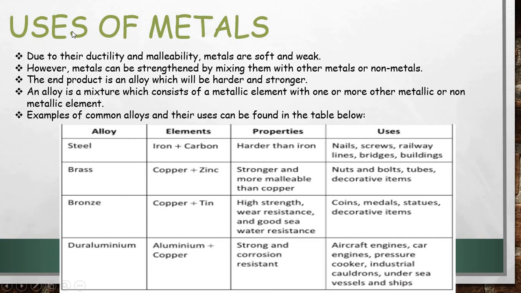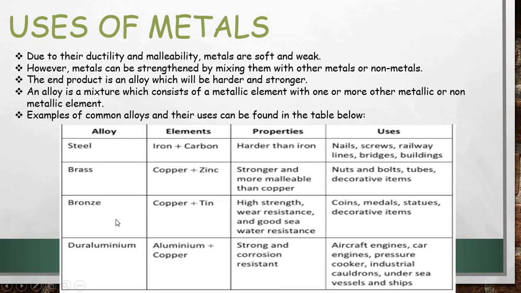The uses of metals: due to their ductility and malleability, metals are soft and weak. However, metals can be strengthened by mixing them with other metals or non-metals. The end product is called an alloy, which will be harder and stronger. What is an alloy? An alloy is a mixture which consists of a metallic element with one or more other metallic or non-metallic elements.